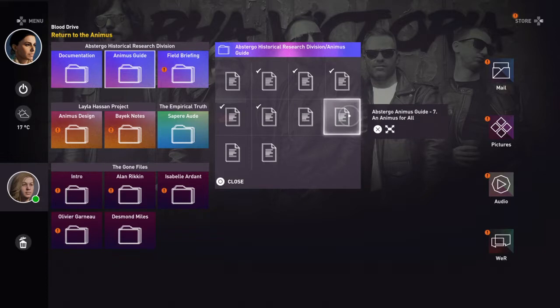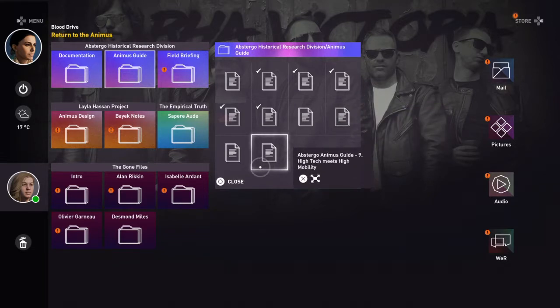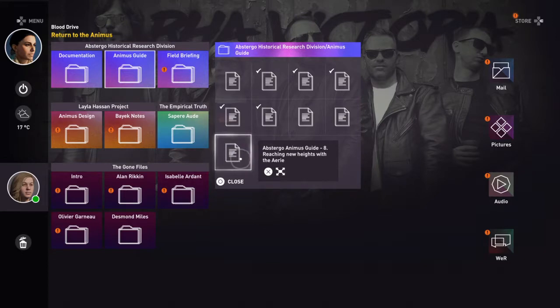First explorations, the golden years, Animus and Animus for all. High tech meets high mobility, reaching new heights with Airy.